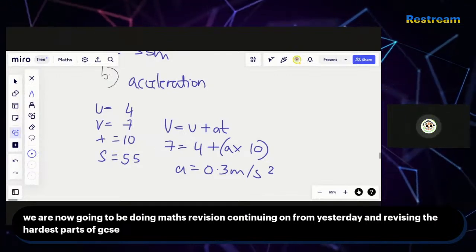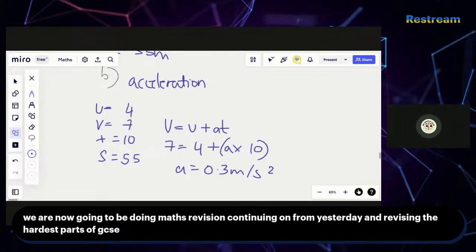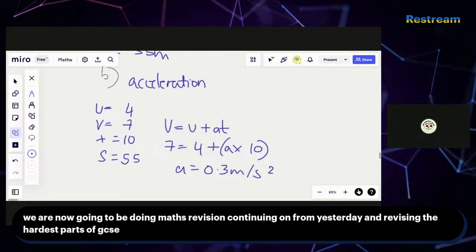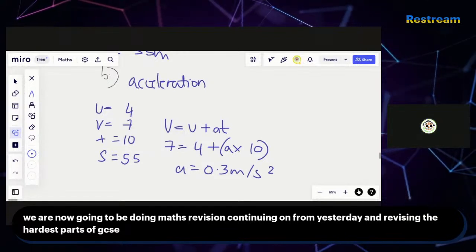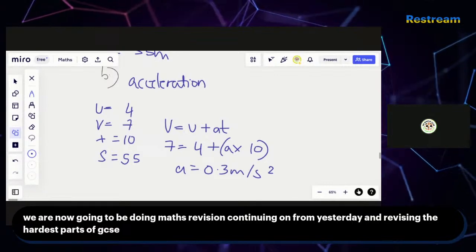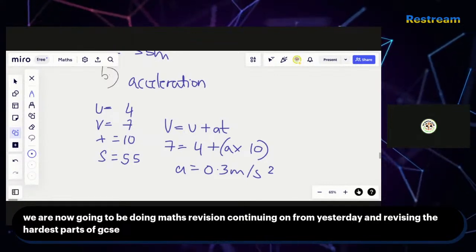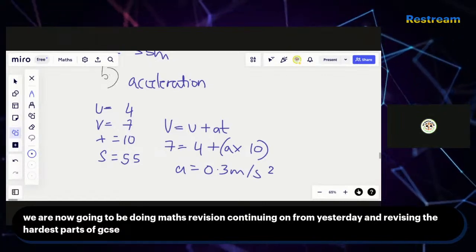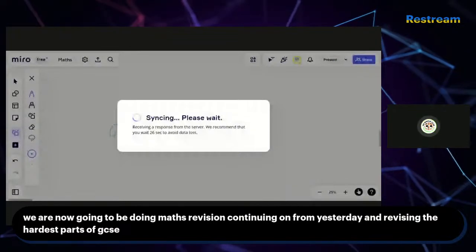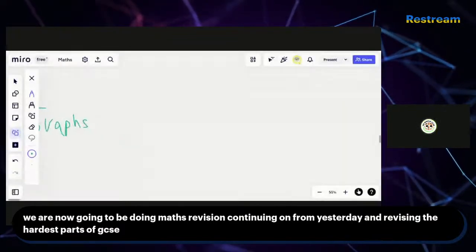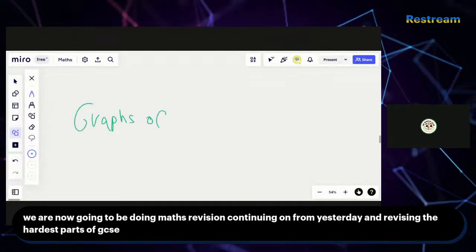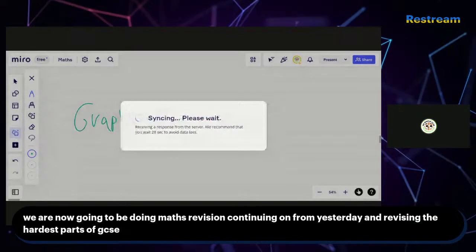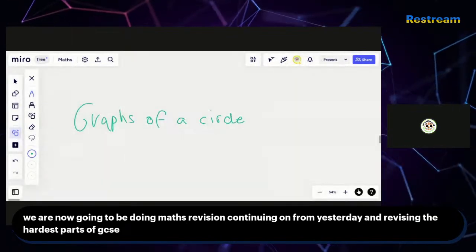Okay, so we're now going to look at graphs of a circle. There's a lot of internet issues going on here.